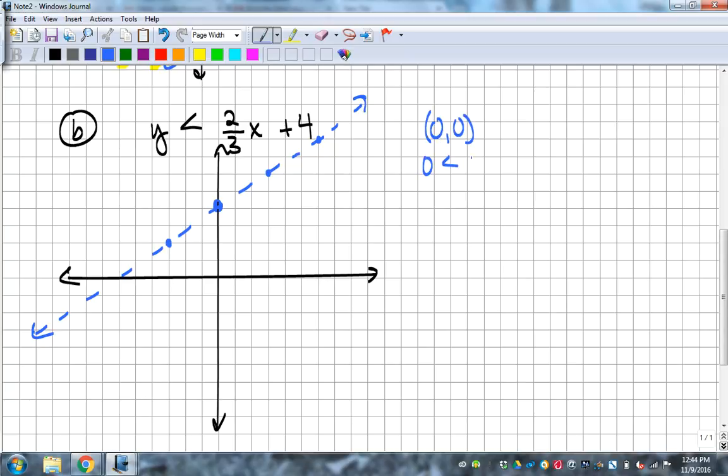So 0 less than 2/3 times 0 plus 4. Is 0 less than 4? Yeah, it is. 0 is less than 4. So we're going to shade the side that 0, 0 is on, which is the bottom side of that.